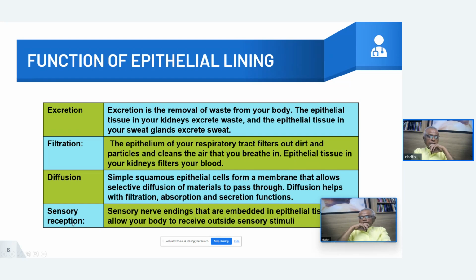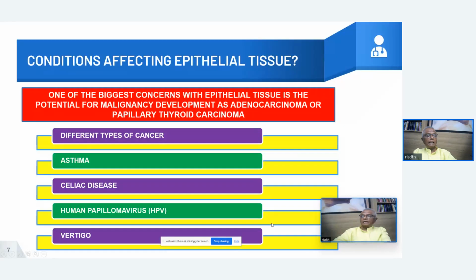Then sensory reception. Squamous epithelial cells are very sensitive cells, and you might have heard about squamous cell carcinoma, and that is important. So medicines become important for applicability in cancer cases. Then sensory receptors, sensory nerve endings that are embedded in the epithelial tissue, allow your body to receive outside sensory stimuli. Then conditions that can affect your epithelial tissue.